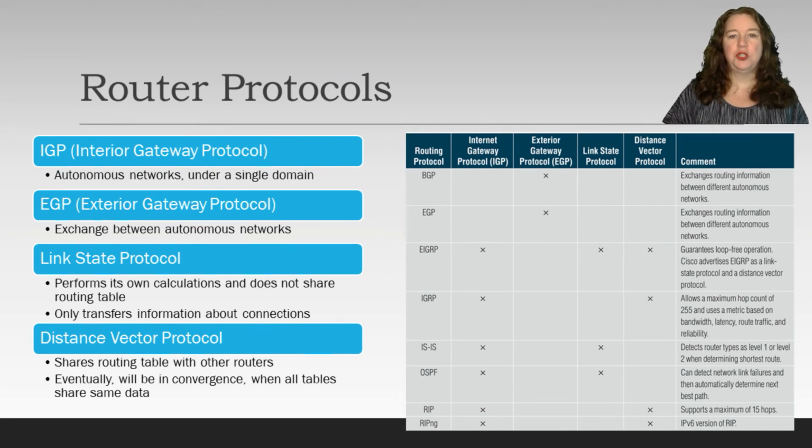Now let's look at the actual protocol names. So starting from the top, we have our exterior gateway protocol. EGP, as you notice, has an X in the EGP column. So row and column are both the same, and that might confuse you. Remember, EGP just means that it handles exchanges between different autonomous networks.